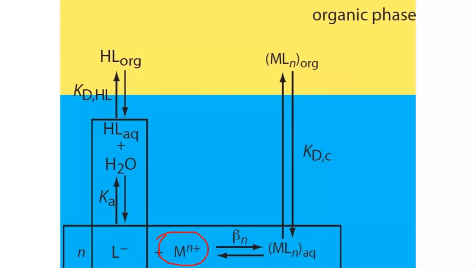We have a neutral ligand in the organic phase that will partition into the aqueous phase, then acts as an acid, so it will ionize. So you get the anion form of the ligand, which will bind to a metal to form a neutral complex, a metal-ligand complex, that then will partition back into the organic phase.